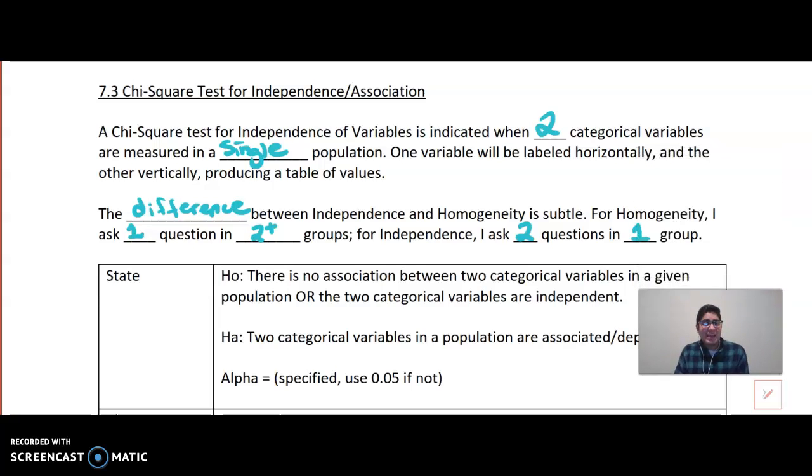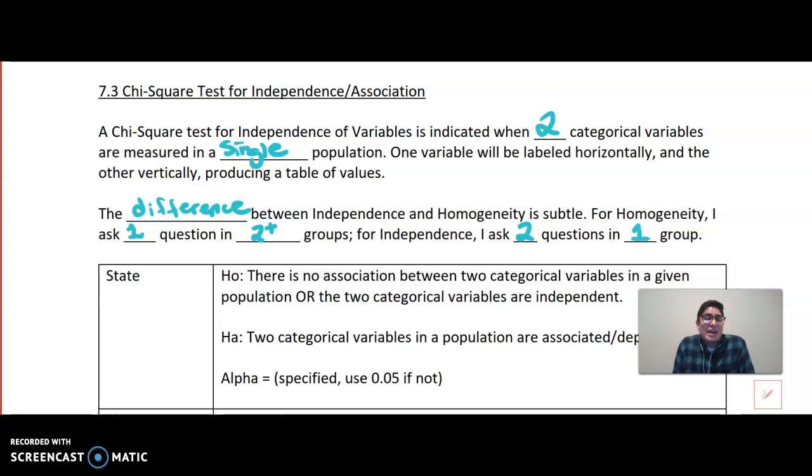Okay, so now our last type of chi-square test procedure for this course is a chi-square test for the independence of variables. And now this is indicated when two categorical variables are measured within a single population. One variable will be labeled horizontally and the other will be labeled vertically, which will produce our table of values or our two-way table. Now, the major difference between independence and homogeneity is subtle.